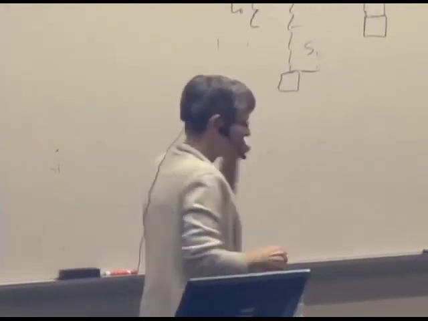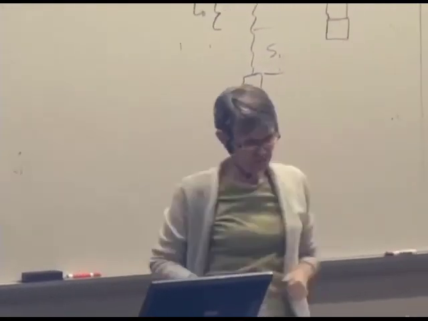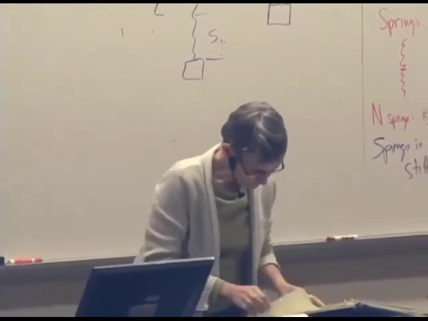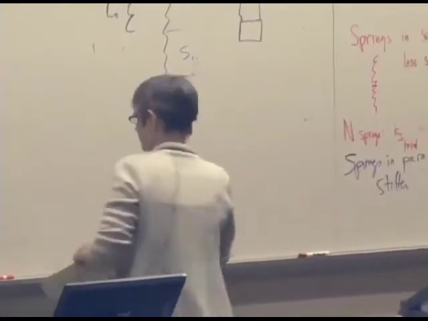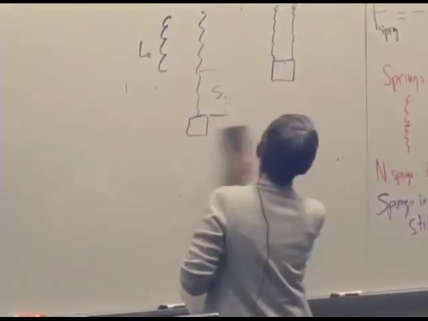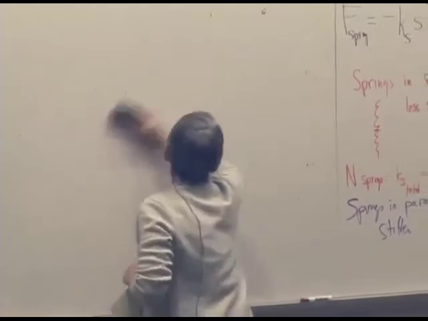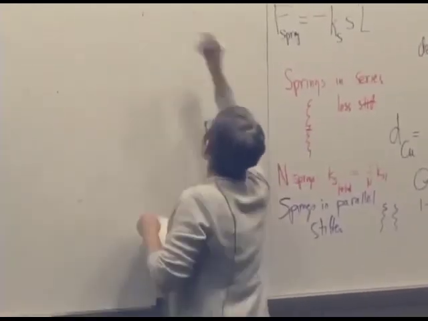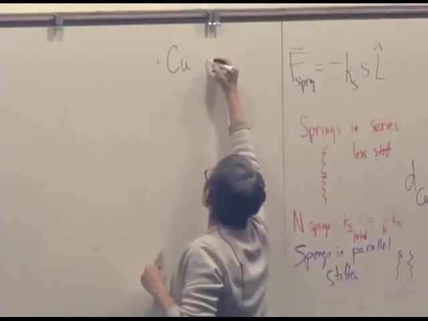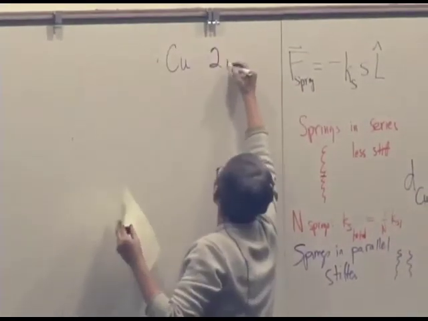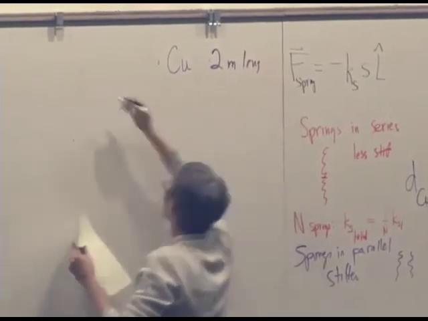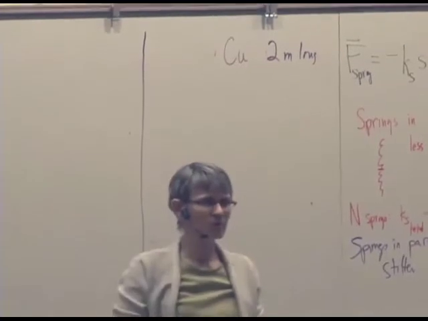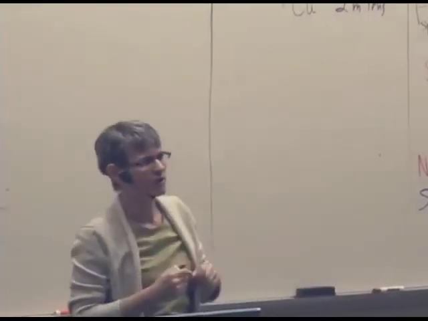Okay, so we're now ready to think about hanging something from a wire. So here's what we're going to do. We're going to take a copper wire, it's 2 meters long. And just for the sake of simplicity, it's going to be a wire with a square cross-sectional area.